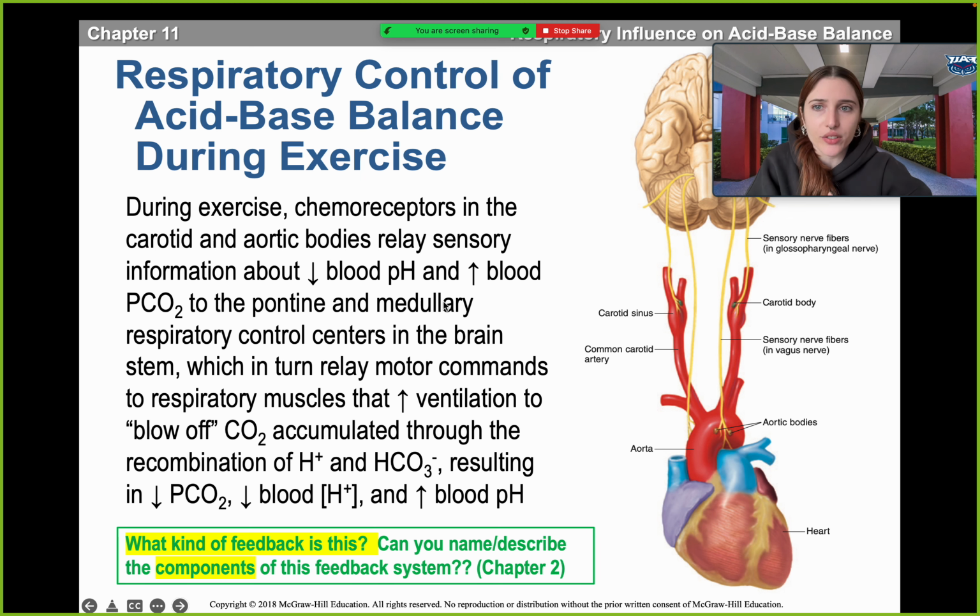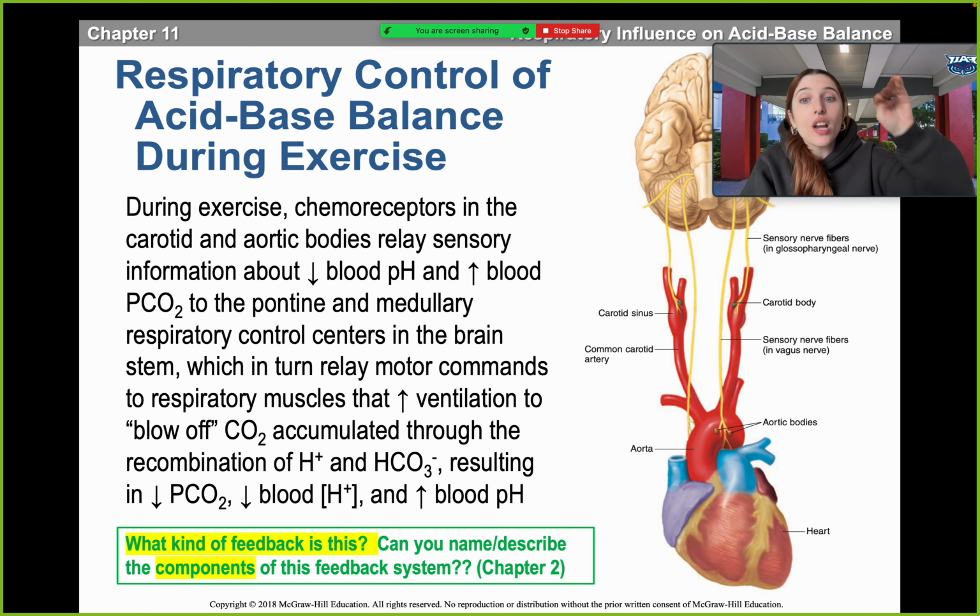And how does it have its effect? So during exercise, chemoreceptors in the carotid and aortic bodies, so the carotid is right up here on the way to the brain, the aortic bodies are here coming right off the heart, relay sensory information about any decreases in pH and any increases in carbon dioxide levels. And they relay that information to the respiratory control center, the pontine and medullary respiratory control centers in the brainstem. The respiratory control center then relays motor commands. It tells the respiratory muscles what to do.